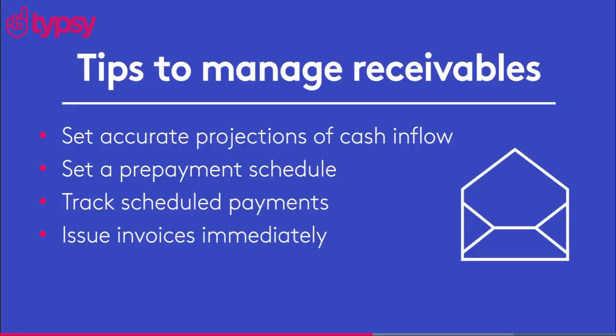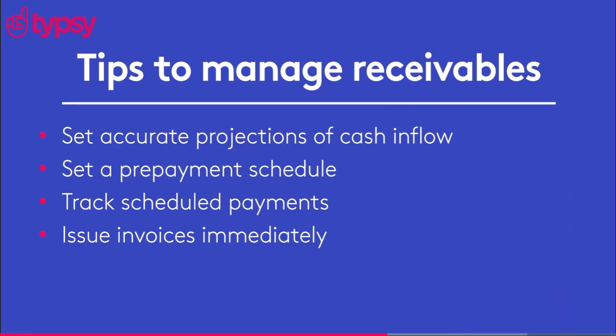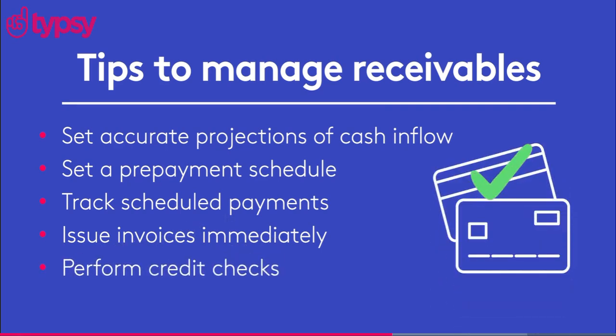Another way is to make sure that scheduled payments are in your tracking system. For example, set up reminders so that payment calendar is documented. Remember to issue invoices promptly and follow up immediately if payments are slow coming in. And lastly, make it a requirement to perform credit checks to all non-cash paying customers and use historical information to identify and minimize slow-paying customers.